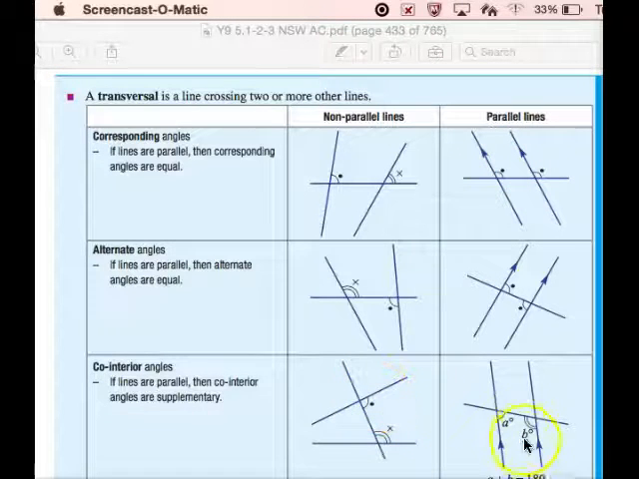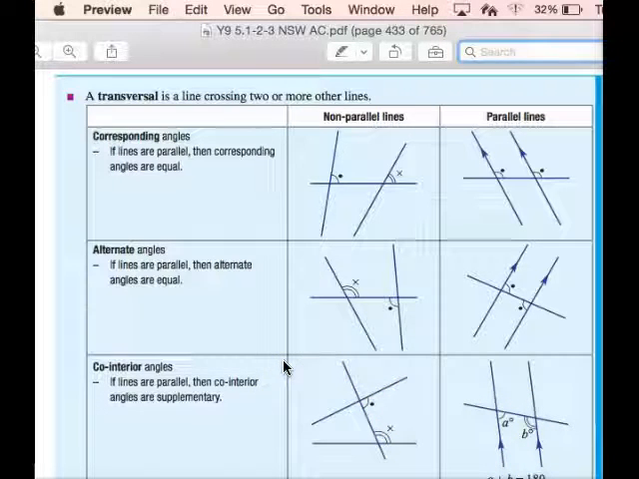And co-interior are not equal, they add up to 180. And they will only add up to 180 if the lines are parallel. So you have to use that when you have to prove that lines are parallel. Now we're going to do that.